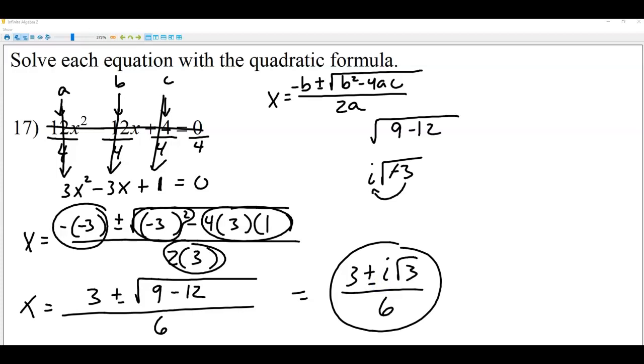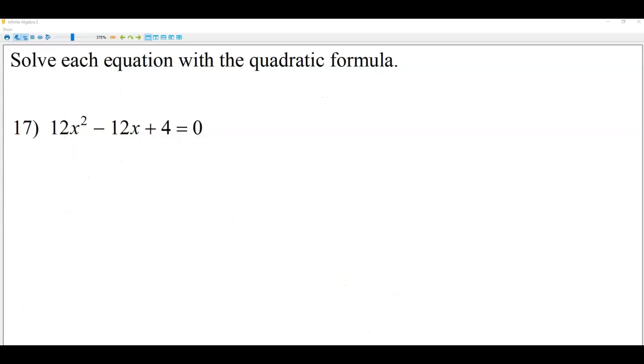Another thing to keep in mind is if you ever have a negative on the bottom like this, just go ahead and take it and put it up here. That's how the answer will look on the multiple choice test.